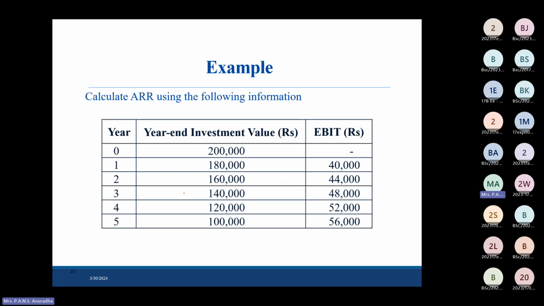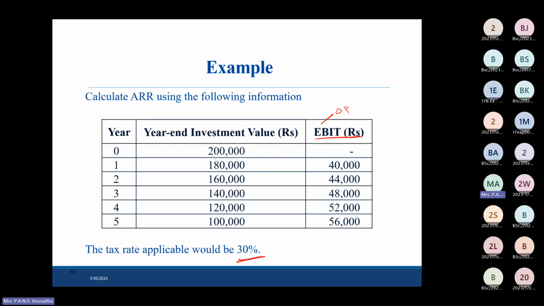Look at this example. You are given a project of 5 years. Year-end investments are given like this, so there are investments during the life of the project. Initially 200, then 180, then 160, and so on. And this is EBIT, earnings before interest and tax, which we call operating profit. EBITs are given for each year. Let's take the tax rate as 30%.